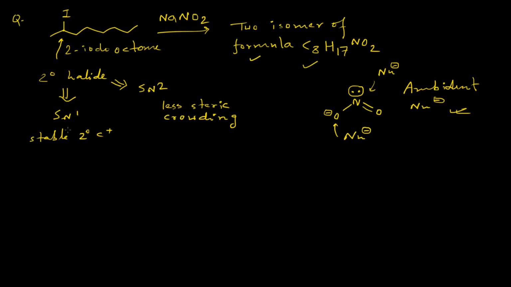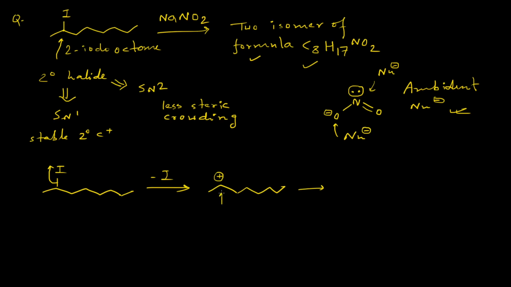So first consider the SN1 pathway for this 2-iodooctane substrate. We all know that I- is a very good leaving group, so during the SN1 reaction, this carbon-iodine bond will break, which will result in the formation of a very stable 2-degree cation.